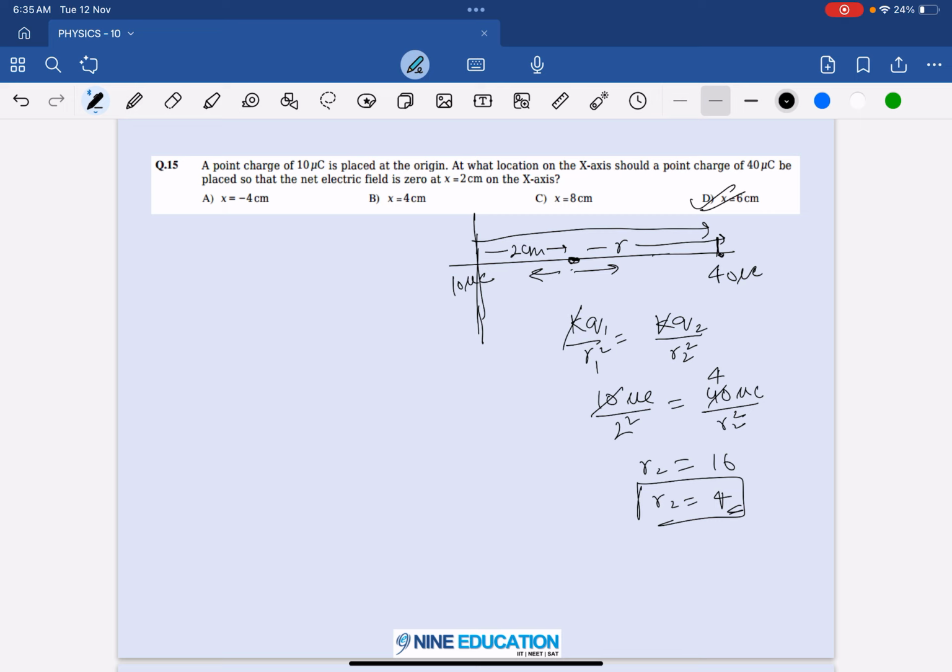Now there are options. You might think, sir, why electric field might not be 0 here, but say this is a positive charge, so away, and because this is also a positive charge, so away, it will not be 0 here, correct? Same can be said for the other side.